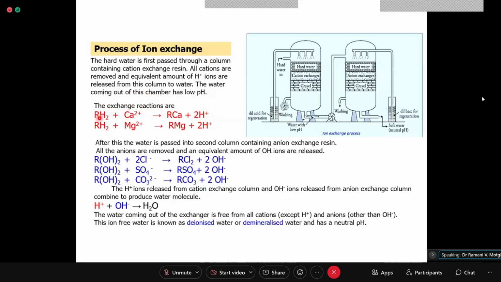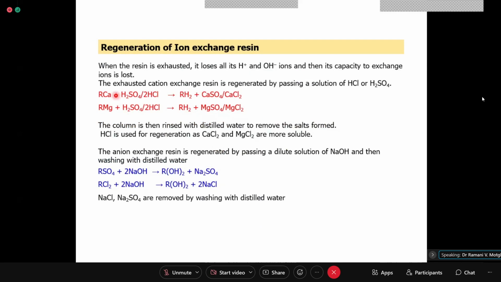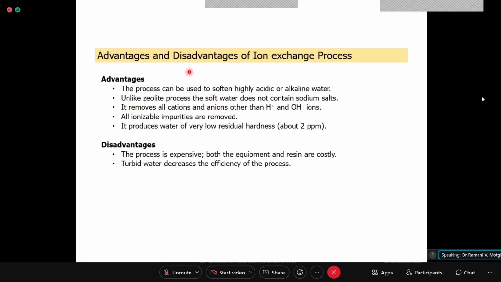You will say, madam, this and this are totally vice versa: here calcium is retained by this and H plus is released, here H plus is retained and calcium is released. But still, you have to show that these are the reactions by which the resin is regenerated. So separately for the cation exchange resin, you have to write its regeneration. If you have less time, you can write at least one, calcium or magnesium with one of the acids. Here also.